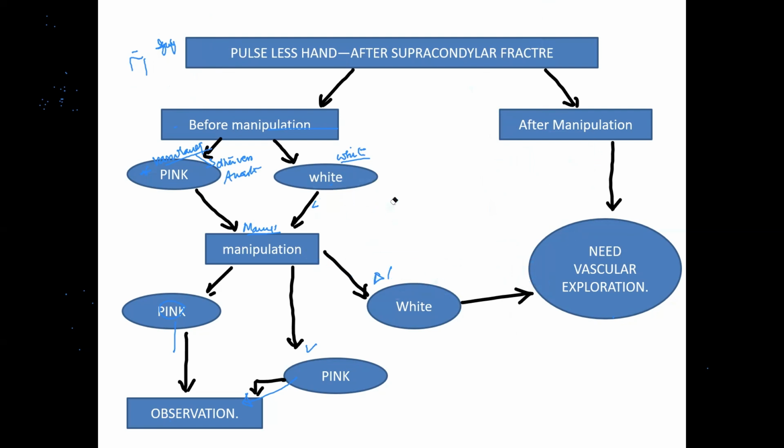And it depends on whether the pulseless hand is white or pink. If it is pink, we can wait because the anastomosis around the elbow joint is enough to give vascularity for the survival of the limb. But if the patient has a white hand even after manipulation, that indicates that the patient needs exploration and we need the services of a CT surgeon. With this, I finish my topic today.